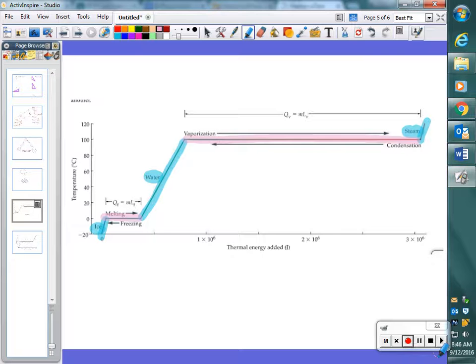And like we said in class, if there's a plateau on this graph, because temperature is on the y-axis, that means the temperature is not increasing or decreasing. But on the x-axis, thermal energy is being added. So what's going on there? Well, you can see from the graph that these sections that show the plateaus, we have phase changes occurring. Right? We either have melting, or freezing, or condensation, or vaporization. We have phase changes occurring during those times.